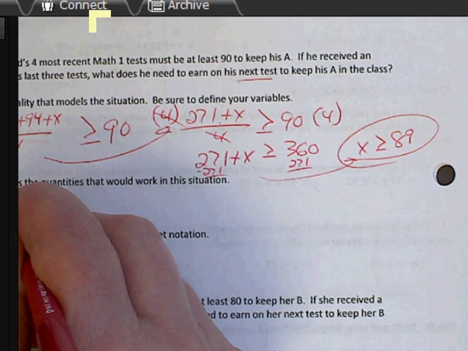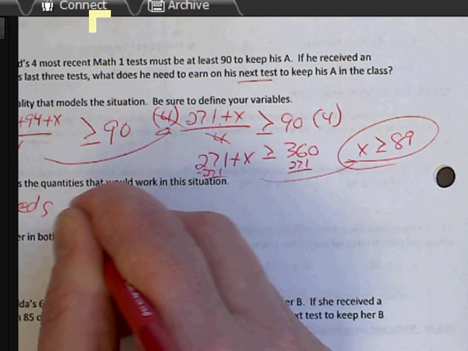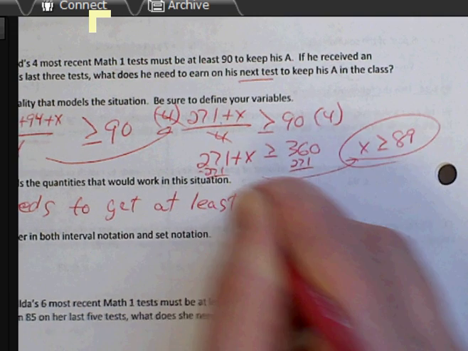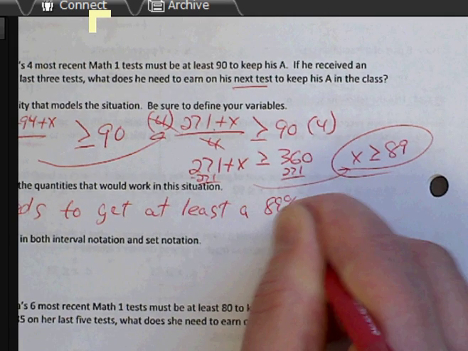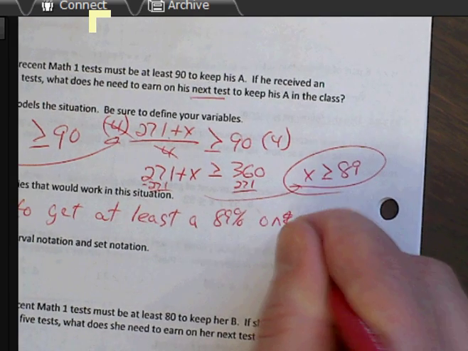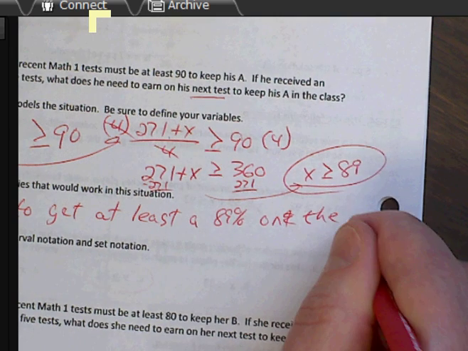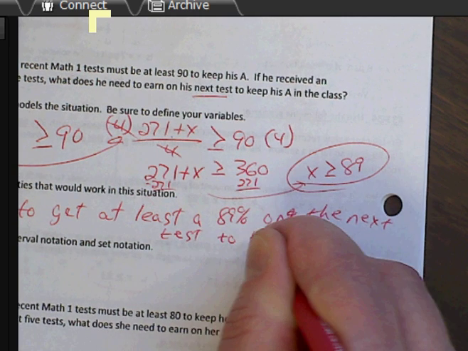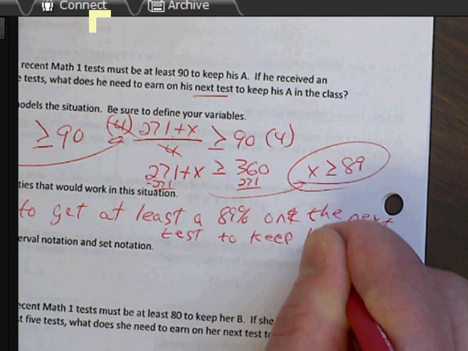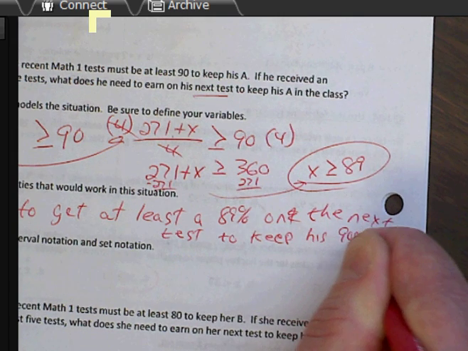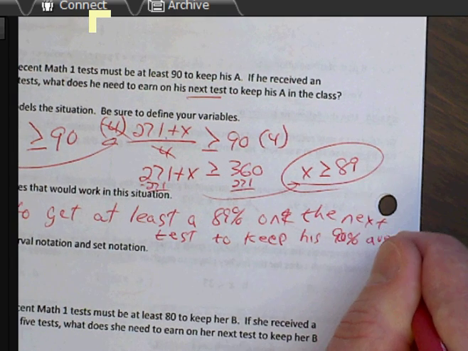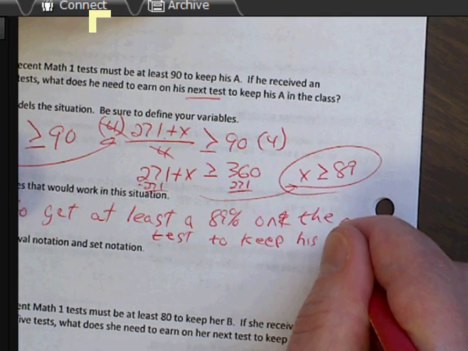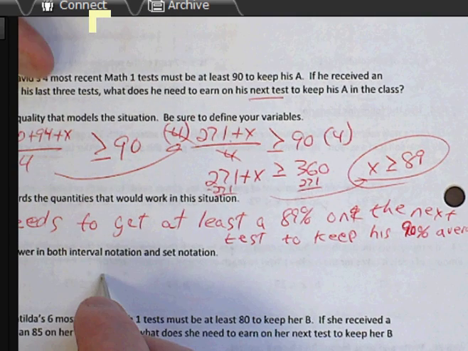He needs to get at least an 89% on the next test to keep his 90% average. Sorry, a little messy. 90%. Okay, answer in interval notation.